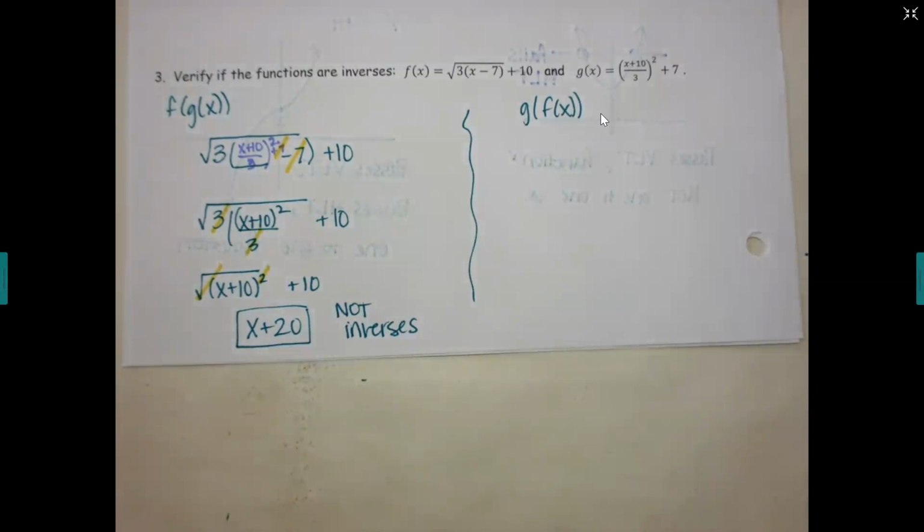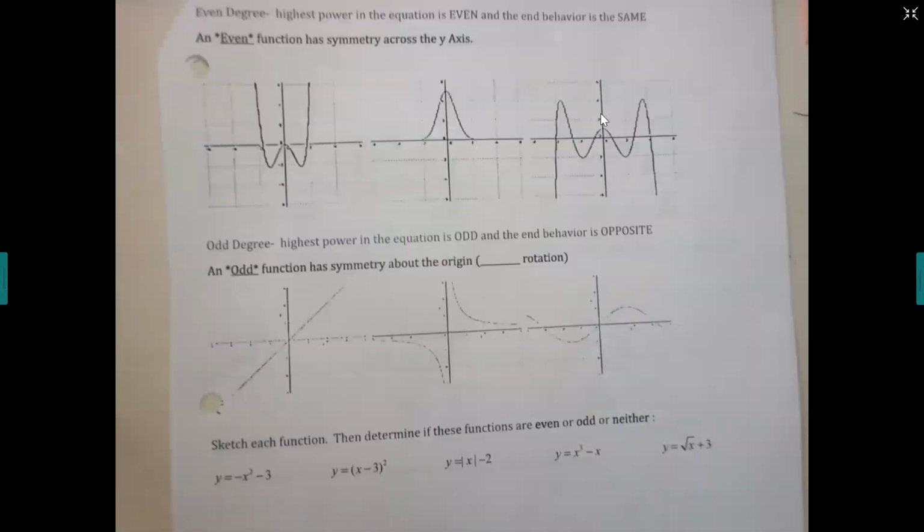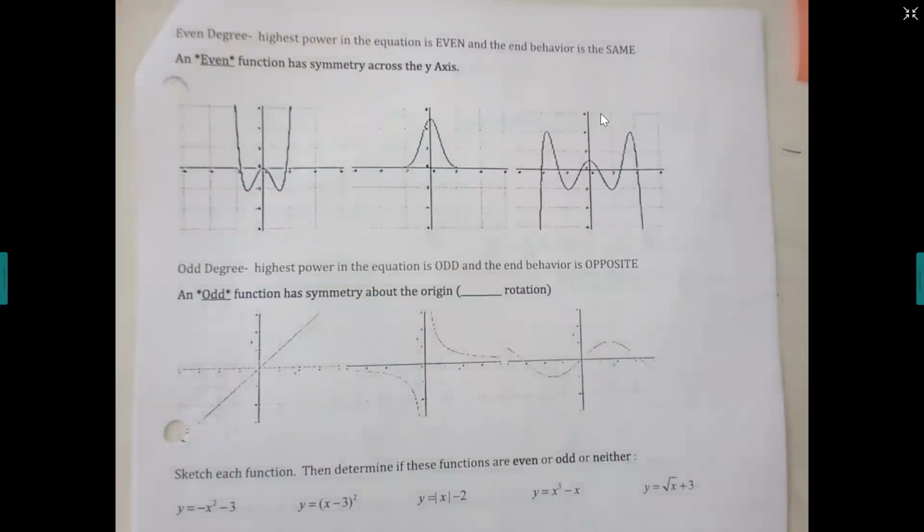Okay, turn the page one more time. Last thing. Okay, we have learned already at the top, if you'll read that for me, that an even degree means the highest power is even and the ends go the same way. Do you remember talking about that? Okay, and then same thing for odd, that an odd degree means your ends are opposite, your highest power is odd. Okay, that's even degree.